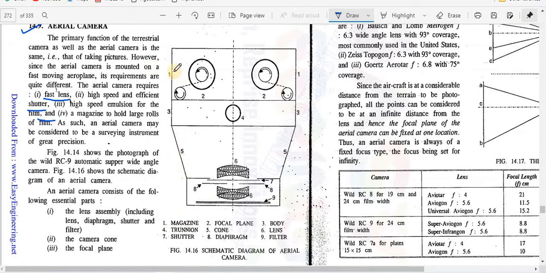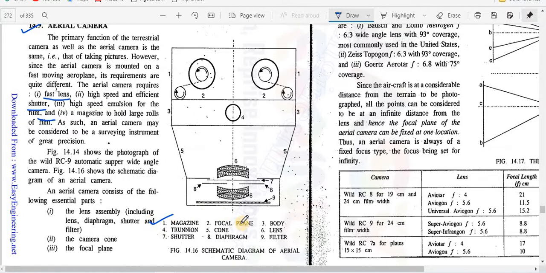The first point is called the magazine. This entire rectangular box is considered to be a magazine. The second point is called the focal plane. Third one is the body of your camera. Next, the fourth one is called the terrarium. The fifth is your cone, this conical part. Sixth is your lens over here. Then seventh is the shutter. This is the shutter of your camera.